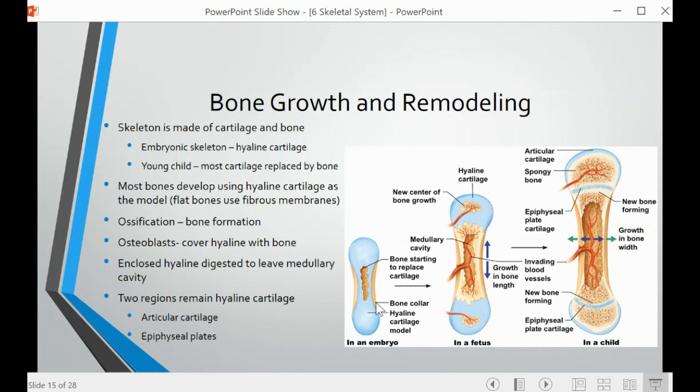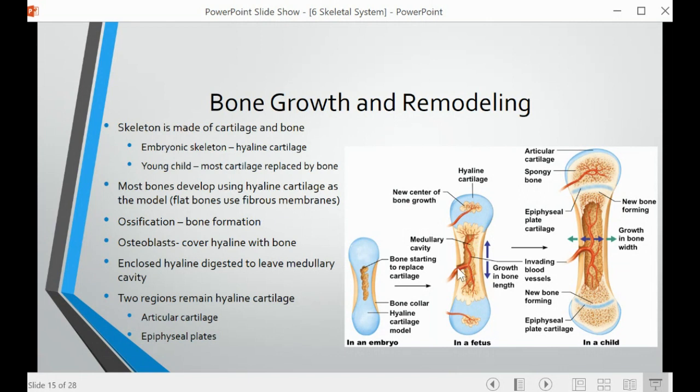But we also have some flat bones, and flat bones actually do what's called intramembranous ossification. They have a fibrous membrane within them, okay? Ossification is just a fancy word for bone formation, and they do that with osteoblasts. Remember, those are those bone-building cells. And so we have sort of this hyaline cartilage that's already there. That's shown with the blue here in the picture. Okay. And then we're going to get new bone sort of covering over that hyaline cartilage using those osteoblasts. Once we enclose that hyaline cartilage, it gets digested in the center, and that leaves us that medullary cavity behind.